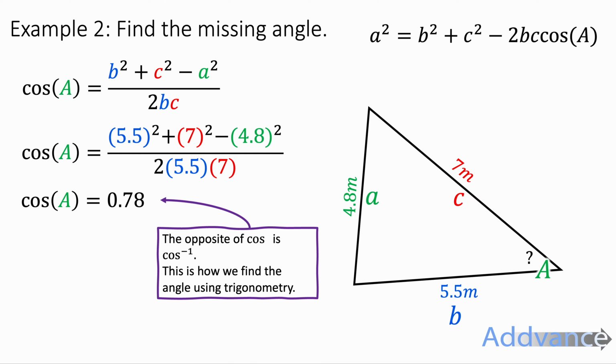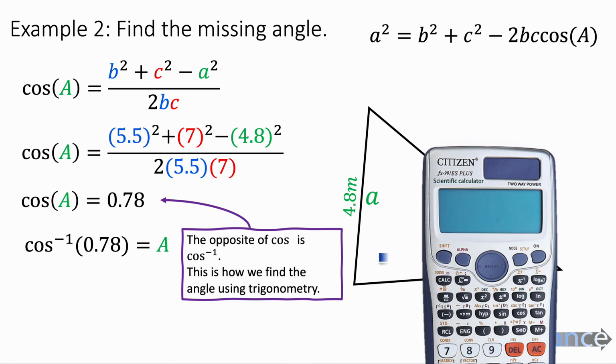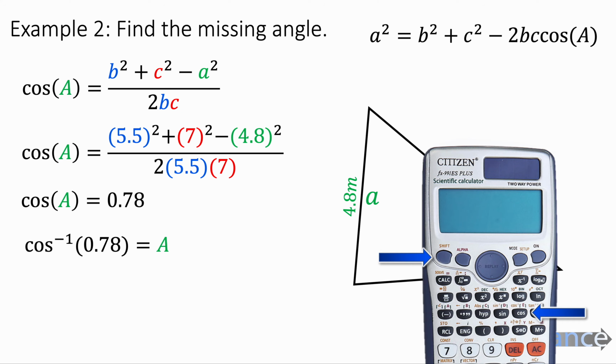Now this is equal to cos A, but we need to do the opposite of cos to get A on its own. The opposite of cos is inverse cos, or cos minus 1. To get that on your calculator, you press shift and then cos like this. Cos minus 1 of 0.78 is 38.7394246 degrees, which is 38.7 degrees. Just check you can do all those steps on your calculator before we continue.